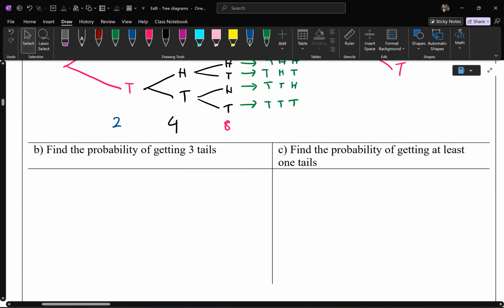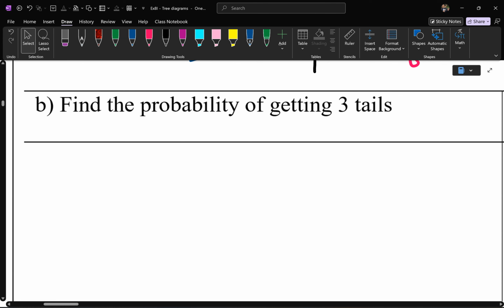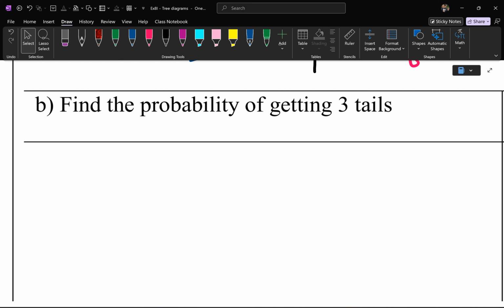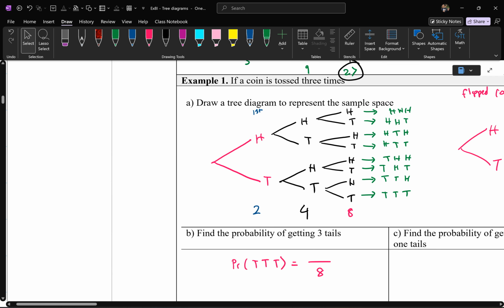Had I not drawn that, and I just said to you, find the probability of getting 3 tails, some of you might have figured it out, some of you might not. There'll be a group of you. But right now, if I asked you, what's the probability of getting tails, tails, and tails? What would the answer be? 1 out of 8, because we said there were 8 options. But how many of those options will have a tail, tail, tail? There's only 1. It's 1 out of 8.